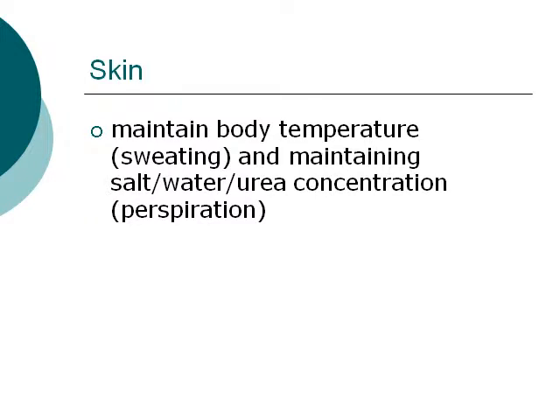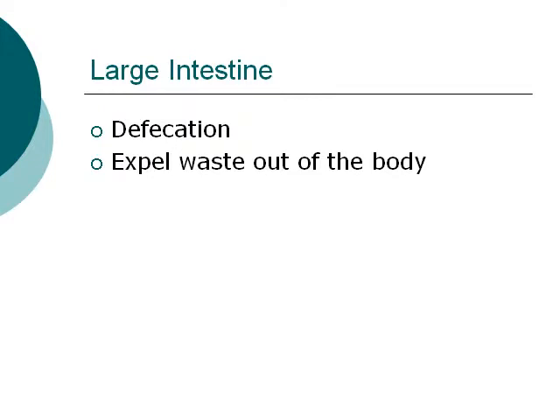Skin. Well, what is the use for skin? Well, in the excretory system sense, skin maintains the body temperature through actions such as sweating, and also to maintain salt, water, and urea concentration, which is also known as perspiration. Large intestines. Large intestines is used mainly for expelling waste out of the body, also known as defecation.